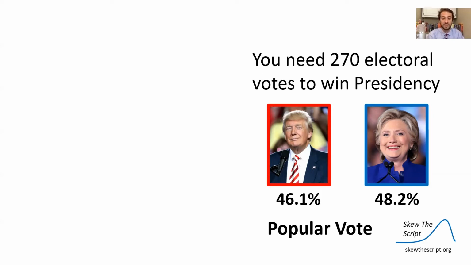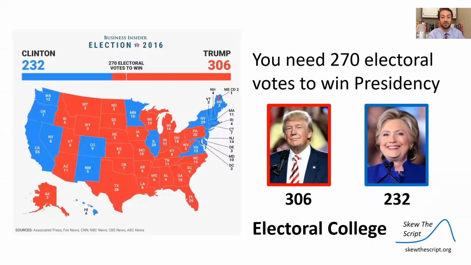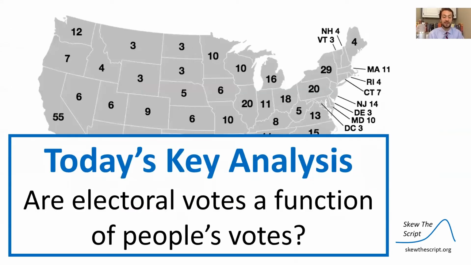You might recall in 2016, Donald Trump versus Hillary Clinton. Donald Trump won 46.1% of the popular vote. Hillary Clinton won 48.2%, more votes than Donald Trump, a higher percent of the popular vote. However, Donald Trump won more votes in the Electoral College, beating Hillary Clinton 306 to 232 and was elected president. How could this happen? Hillary Clinton won more votes, higher share of the popular vote, but Donald Trump won the presidency via the Electoral College. That's going to be the center of our key analysis today.